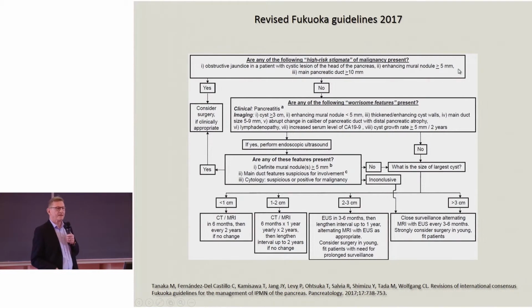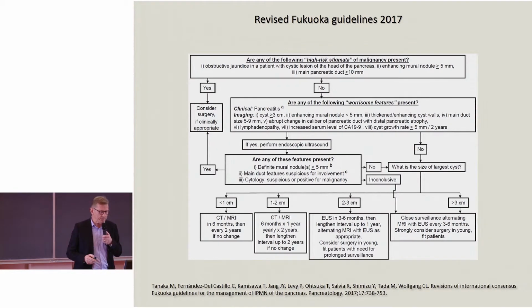Revised Fukuoka guidelines, a busy slide, difficult to view, but to bring you quickly through that, they are talking about high-risk stigmata of malignancy. And whenever there is a high-risk stigmata, then you should undergo surgery. And this is obstructive jaundice, enhancing mural nodules more than 5 millimeter in size, and a main pancreatic duct of 10 millimeter or more. So we are talking about IPMNs.